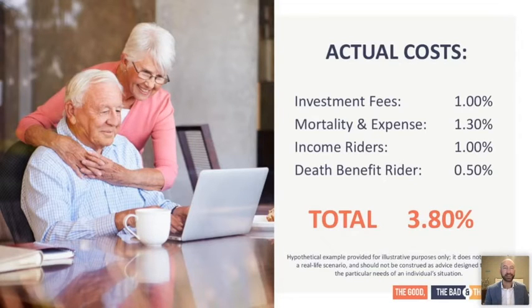Right? That means if you do the math, 3.8% on $500,000 is $19,000. And remember, you've owned this policy for 7 years. And so you don't pay that fee once, you pay this fee annually. So if you've owned this for 7 years, you've paid $19,000 times 7 years.